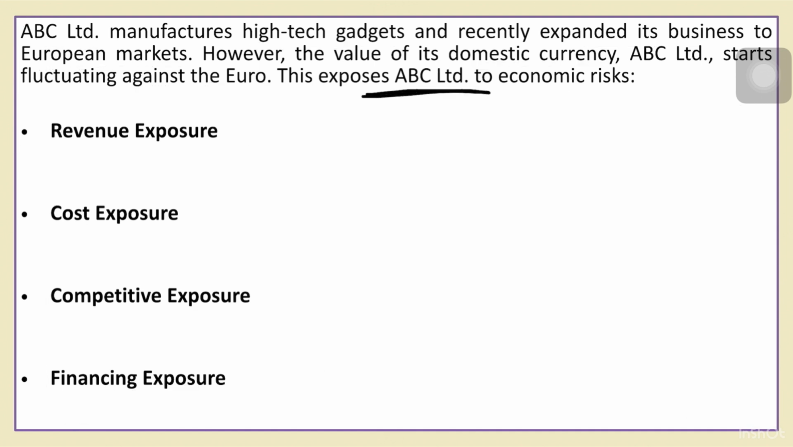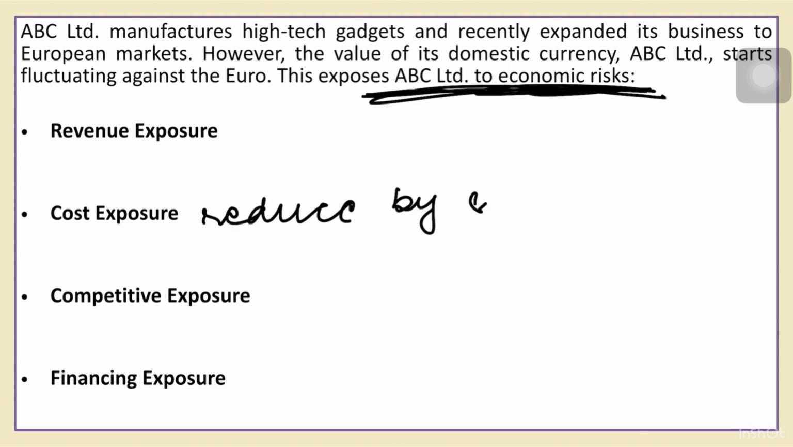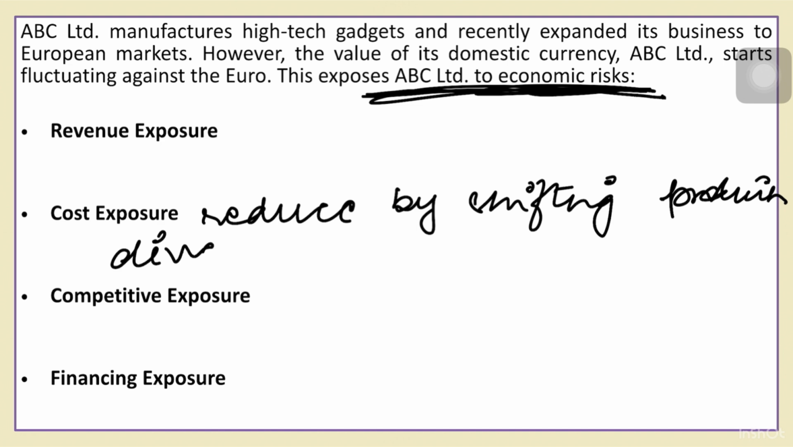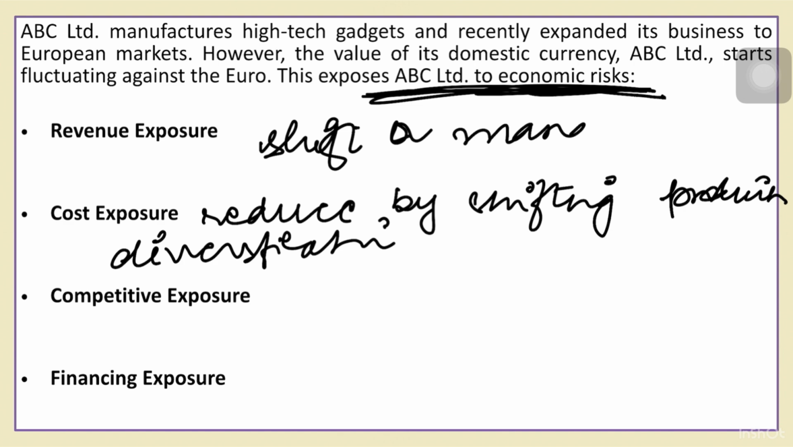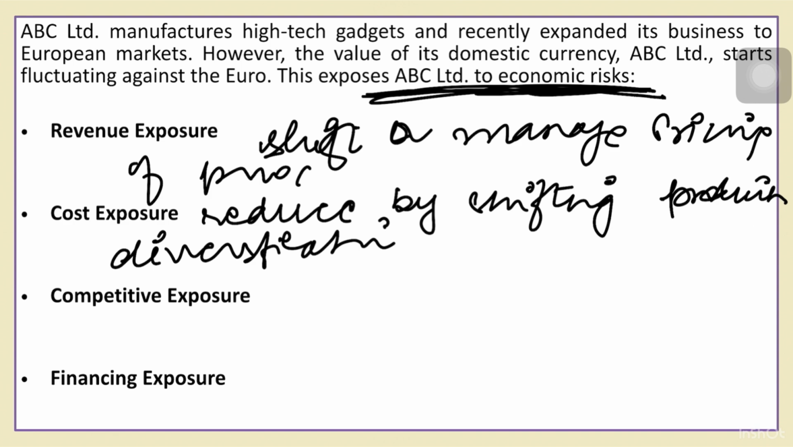Now, if ABC Limited wants to manage its economic exposure, how can it do so? Firstly, it can reduce its cost by shifting production houses, or diversifying the products. And for revenues, what it can do is shift or manage the pricing of products. We can say diversification.